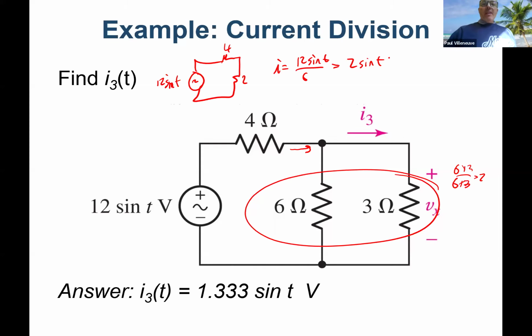Now, I'm going to redraw my circuit. And this is 6 and this is 3. How do I redraw my circuit to show the 2 sine t is going in there? I can just show it as a current source, can I?